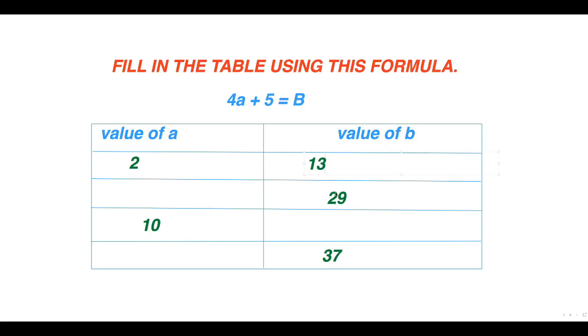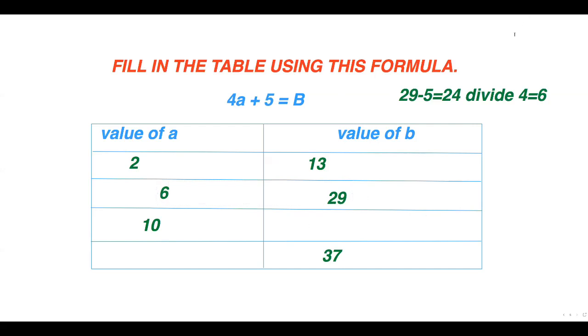Now we've got the value for b, but we don't know the value of a. So what we do is the opposite. All right, so we have 29. We do 29 minus 5, okay, which gives us 24. Then we need to do 24 divided by 4, because don't forget, whatever a is, we're going to times it by 4. So we have to divide by 4. All right, so the answer you should have is 6.